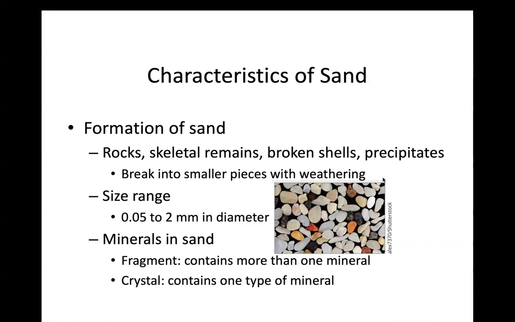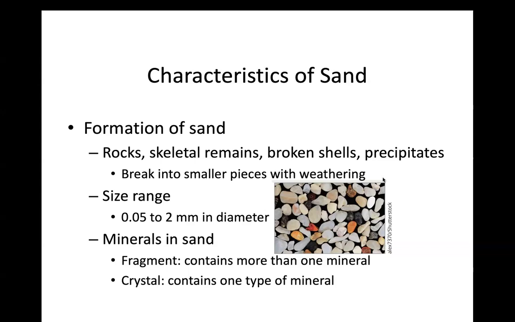Rocks, often composed of different types of minerals, collide with other rocks due to the forces of gravity, wind, and water, and form smaller rocks and fragments. Rocks can be broken up by the roots of plants growing into cracks. These forces continue to break rocks into smaller rocks until sand grains are formed. The size range is typically between 0.05 and 2 millimeters in diameter.